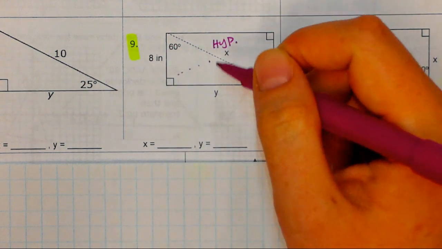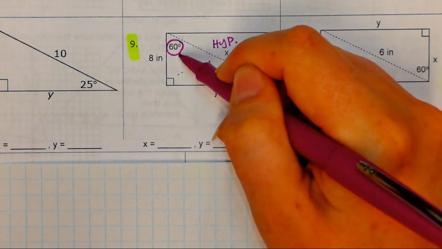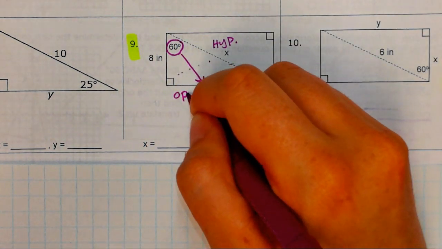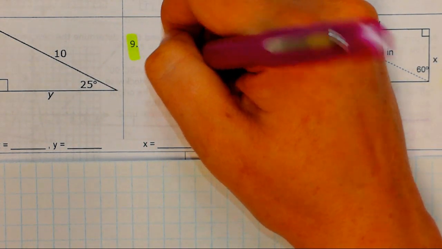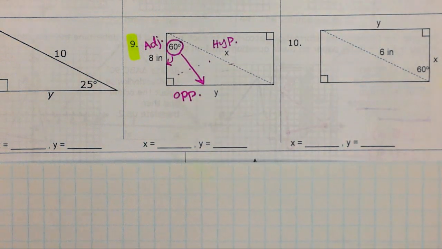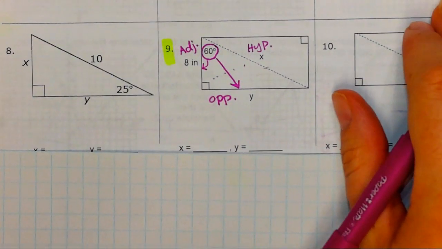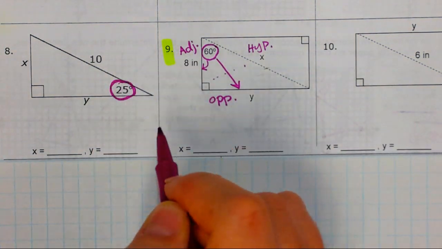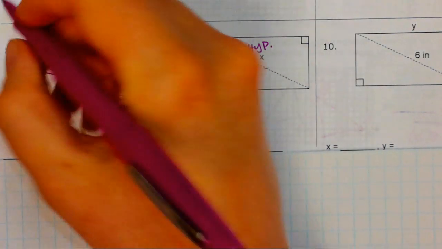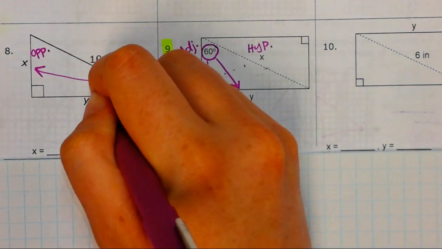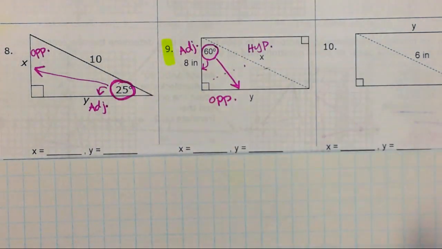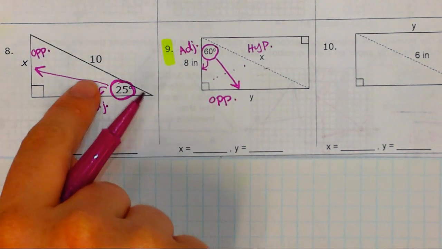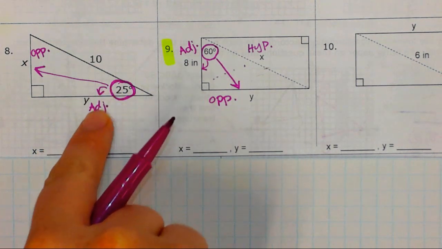Now your opposite and adjacent depends on where your angle is. So this time our angle is here, meaning that across from that angle, that's going to be our opposite side. And next to the angle, that's going to be our adjacent side. I just want to show you that, for example, in the problem right before this, it's using a different angle. So in this case, this would be our opposite side, and this would be our adjacent side. So opposite and adjacent depend on which angle you're using. Opposite refers to across from, adjacent refers to next to.